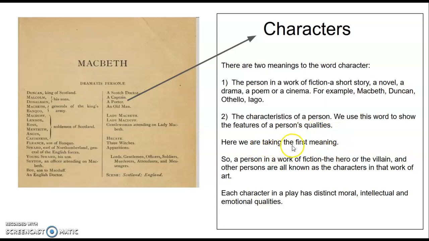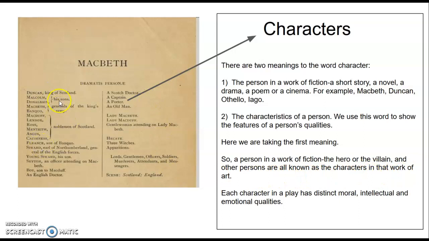While reading a drama, we take the first meaning. That means the persons in a work of fiction. Here, the characters are Duncan, Donalbain, Macbeth, Banquo, and several others. They are called dramatis personae. This dramatis personae is a Latin term for characters. A person in a work of fiction, the hero or the villain, and other persons are all known as the characters in that work of art.